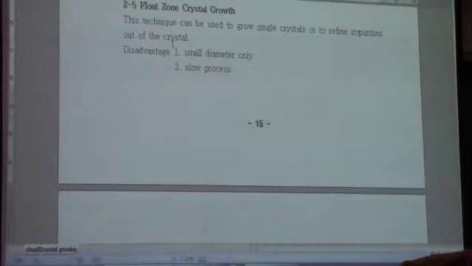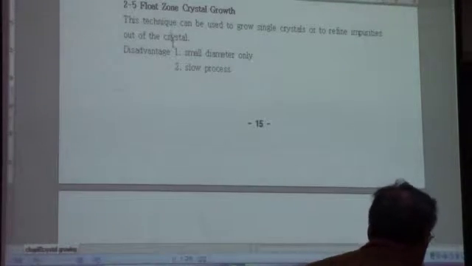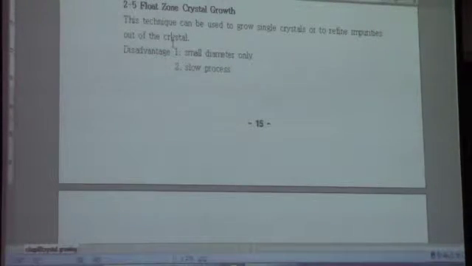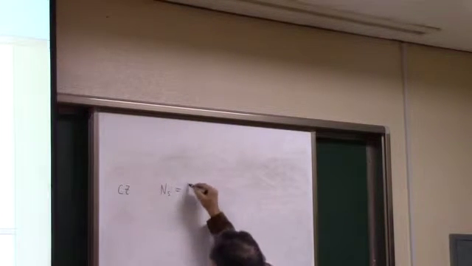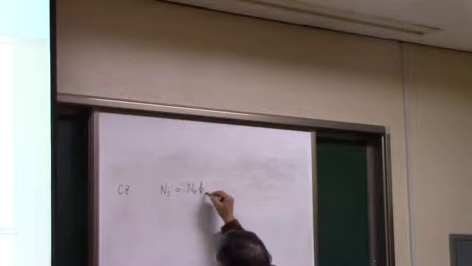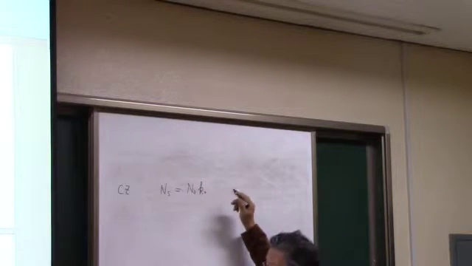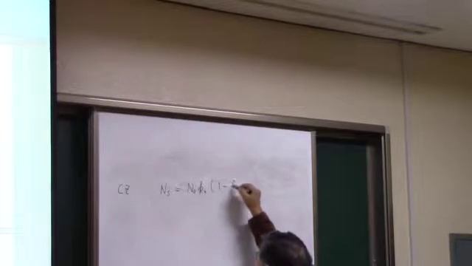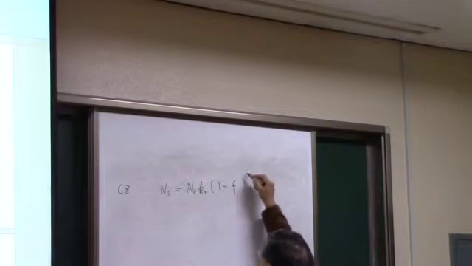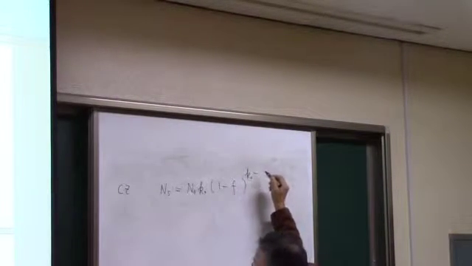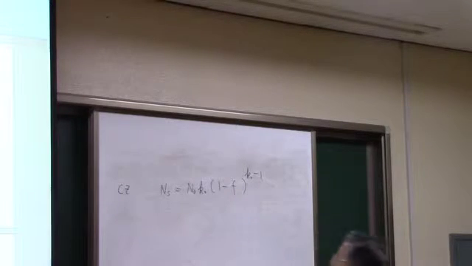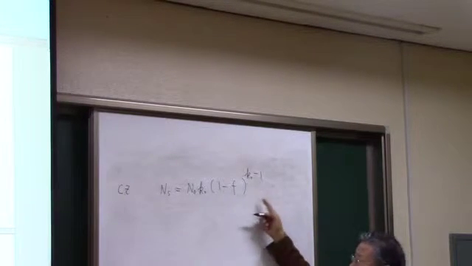The dopant distribution is very sensitive to the segregation coefficient K naught. In Pfann's analysis, he found that the dopant concentration in a solid is going to be the initial concentration, the K naught segregation coefficient, and the fraction solidified, and it is exponentially proportional to the K naught in this fashion.